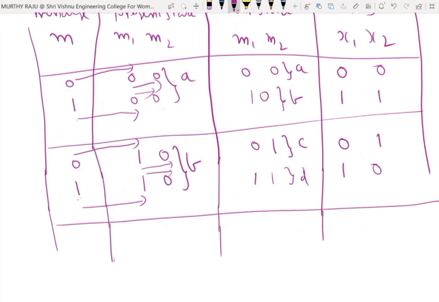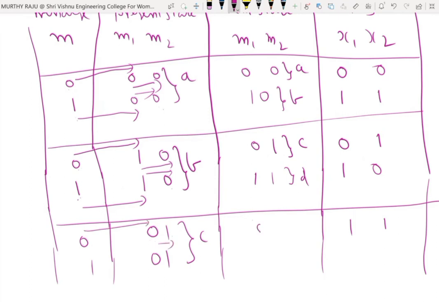Next one, consider C state. Here 0, 1, 0, 1. Possible m values are 0, 1. Here x1 is equal to 0 exclusive OR with 1 is 1. 0 exclusive OR with 0 is 0. 0 exclusive OR with 1 is 1. Perform shifting operation. M value 0 is shifted to m1. M1 value 0 is shifted to m2. That means 0, 0. 0, 0 means A state.